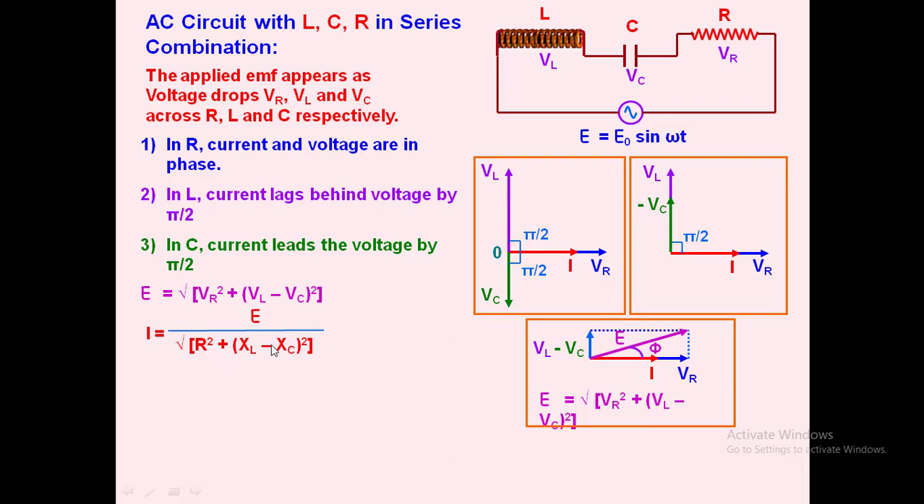Or simply you can write VR is nothing but IR, VL is nothing but I into XL, VC is nothing but I into XC. If you take I as common, you can write the expression like this: I equal to E by root over R square plus XL minus XC whole square. That is Z equal to root over R square plus XL minus XC whole square. Here Z is called impedance. But what is XL? XL is nothing but omega into L, and XC is nothing but 1 by omega C.